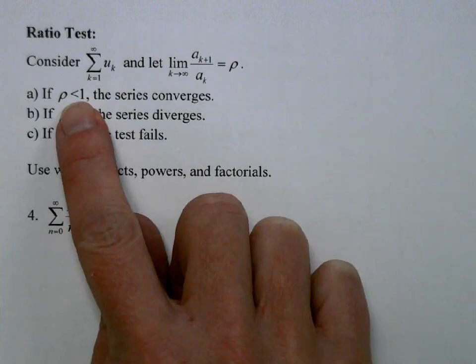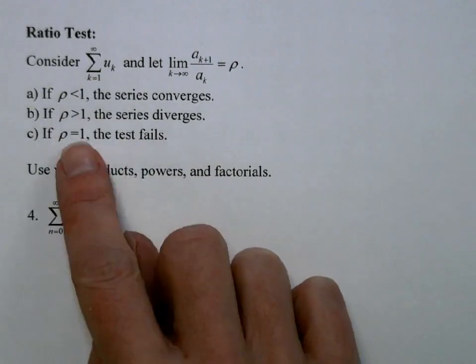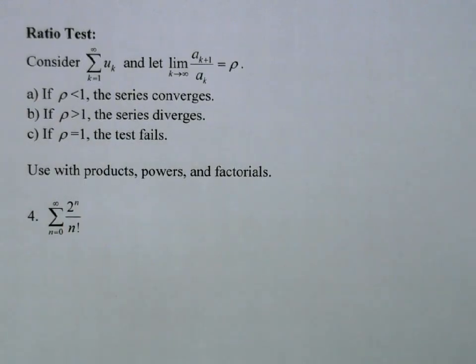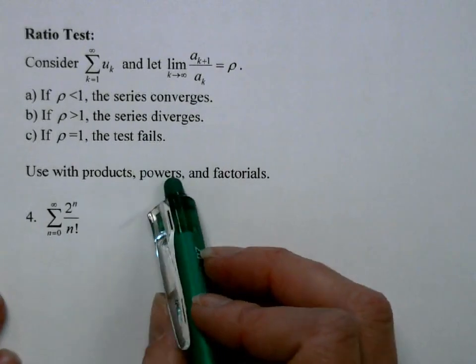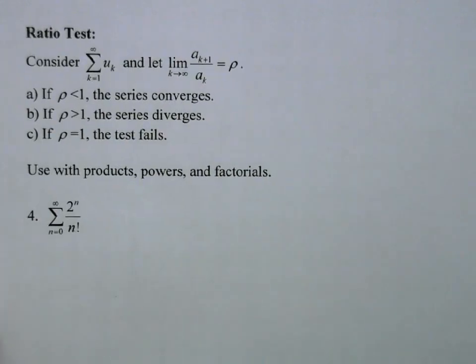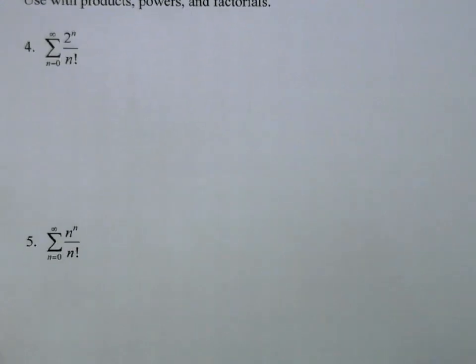If the value is less than 1, the series converges. If it is greater than 1, it diverges, and if it equals 1, the test fails. It's important to note that you can only use this if you have positive terms. If you don't have positive terms, then this version of the ratio test doesn't work. It works really well with products, powers, so exponential functions, and factorials are very common in these. So let's look at some examples.